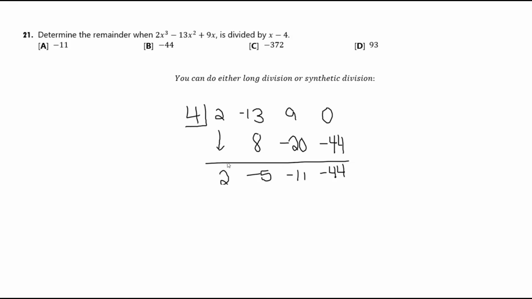Bring the 2 down. 4 times 2 is 8. Go ahead and add that up. Negative 13 plus 8 is negative 5. 4 times negative 5 is negative 20. 9 plus negative 20 is negative 11. 4 times negative 11 is negative 44. 0 plus negative 44 is negative 44. Therefore, our remainder is negative 44, or B.